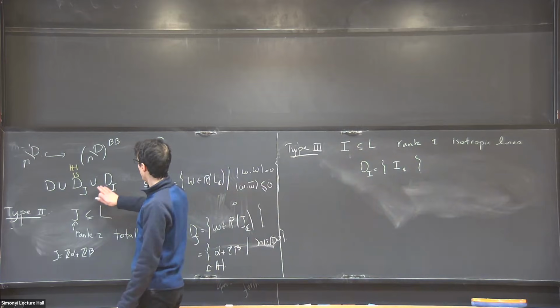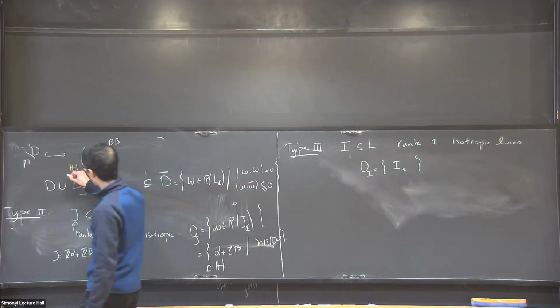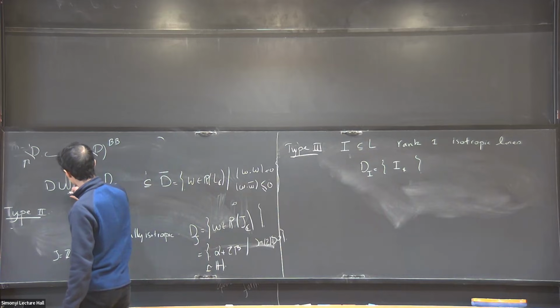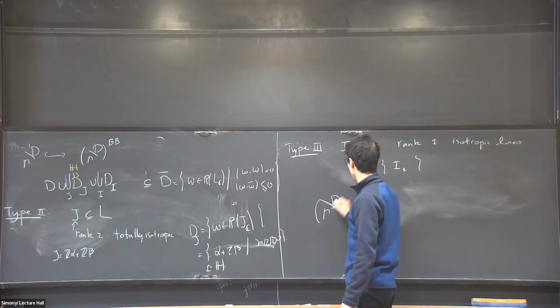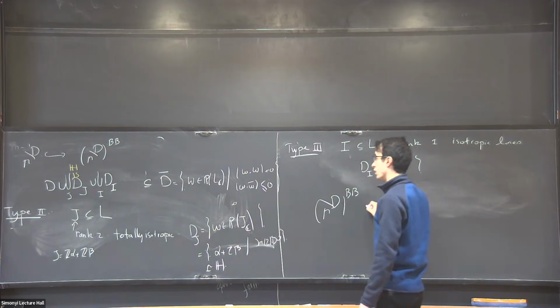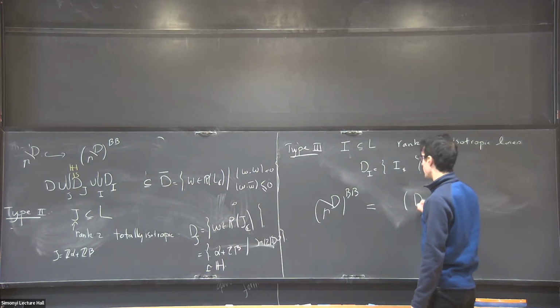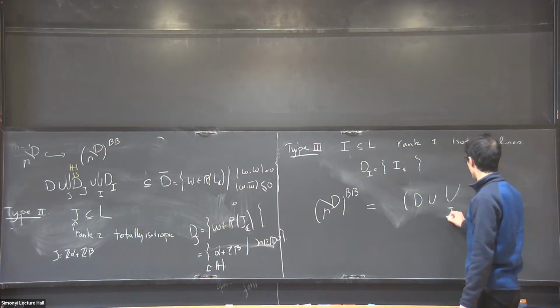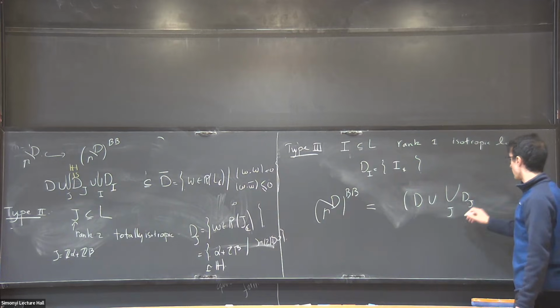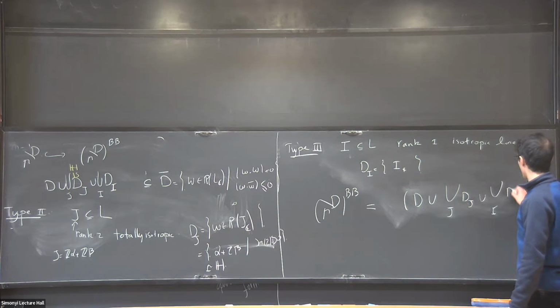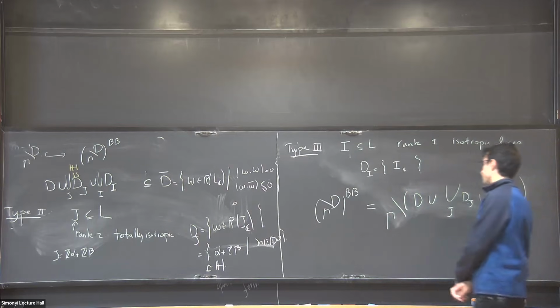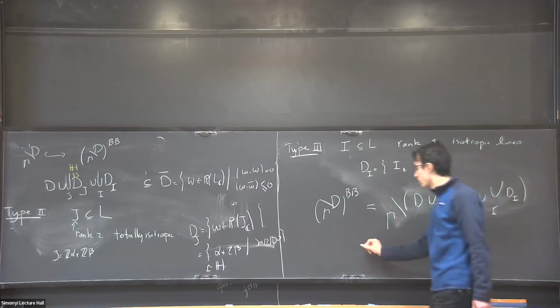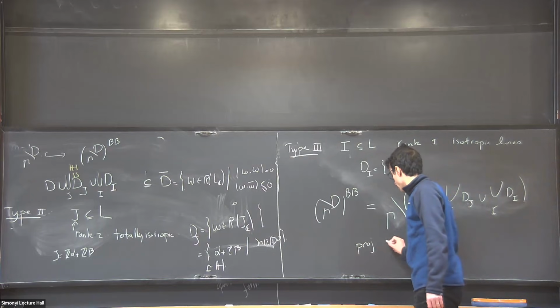So the group gamma will act. I guess I could take the union over all such L's or the union over all such I's. So D gamma Baily-Borel is just D, then union over all the rank 2 isotropic sublattices and then the rank 1 isotropic sublattices, quotient by gamma. And this is the Baily-Borel compactification, and it's a projective algebraic variety.